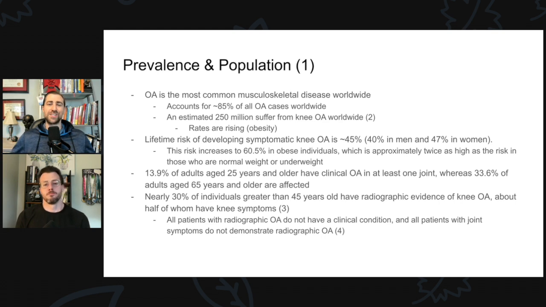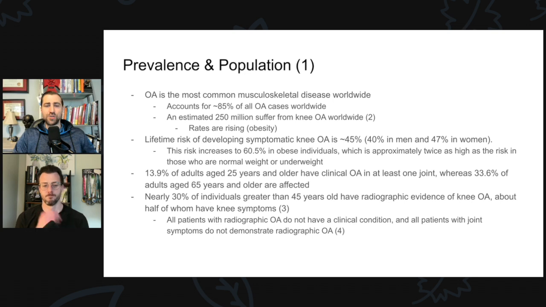This risk increases to 60% in obese individuals, which is basically most folks in the United States, which is approximately twice as high as a risk in those who are normal weight or underweight. So if you're overweight, your risk of OA doubles, right?